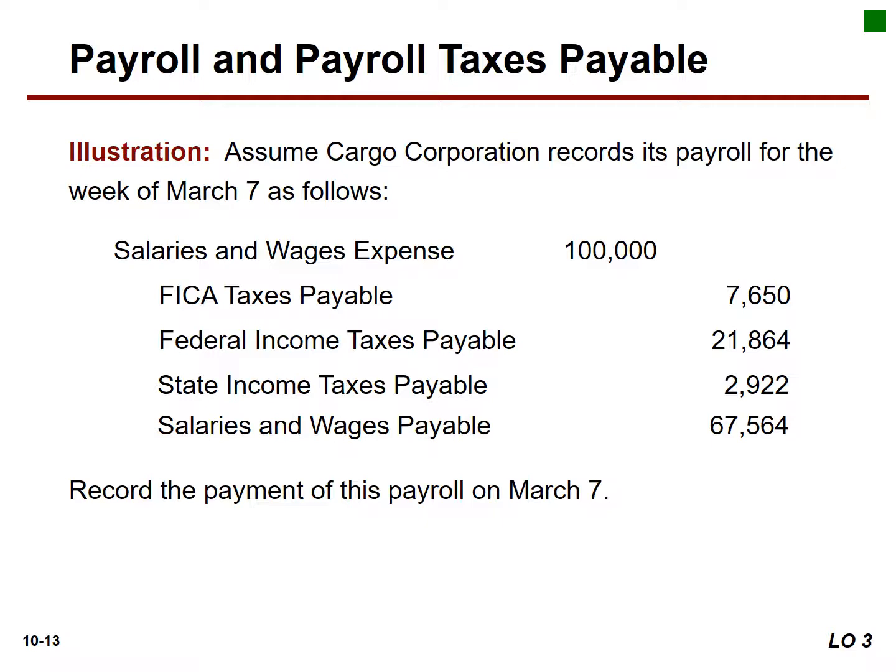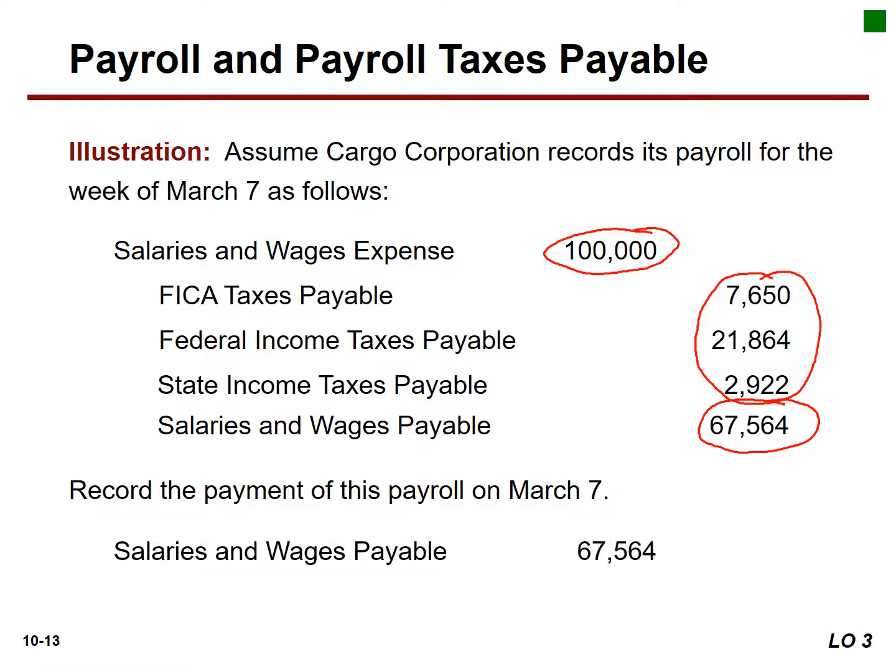This is an example of an employer who's recording its payroll for the week ending March 7th. You're going to debit salary and wages expense for the total gross earnings of the employee. You're going to credit all the different liability accounts for all the amounts that were withheld from the employee's paycheck. And the amount of the net pay is what we credit salary and wages payable. This is the money we owe to our employees. When we pay our employees, obviously we debit that liability and credit cash.